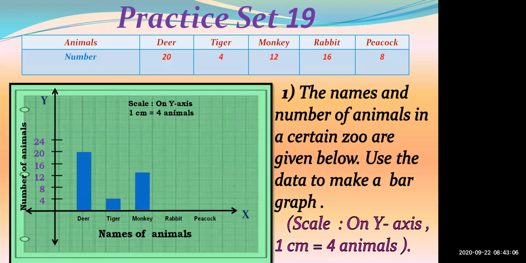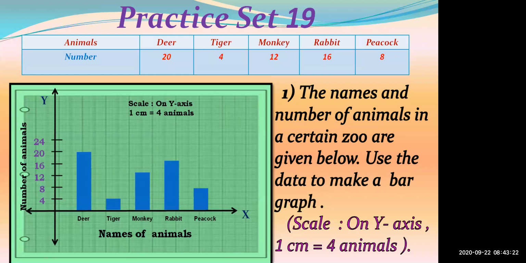Now tell me the rabbit. How many rabbits are there? 16. 16 rabbits are there. So we will draw 16 here. At last, how many peacocks are there? 8. 8 peacocks. So we will draw the bar graph of 8 peacocks.